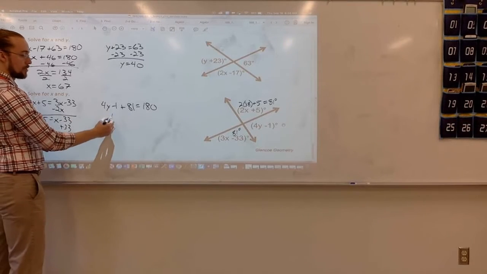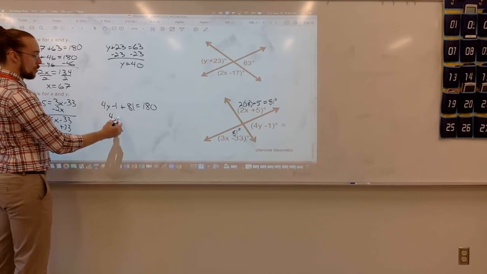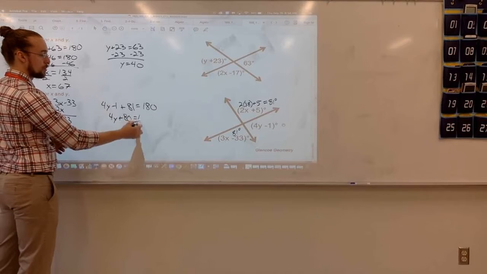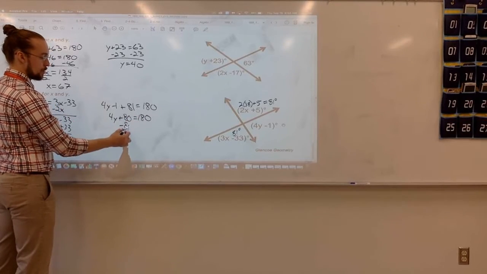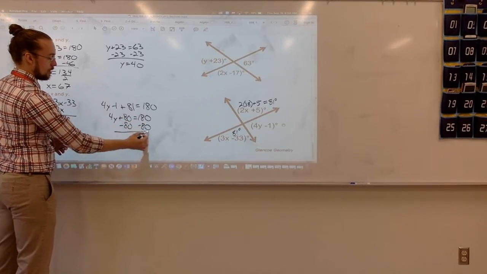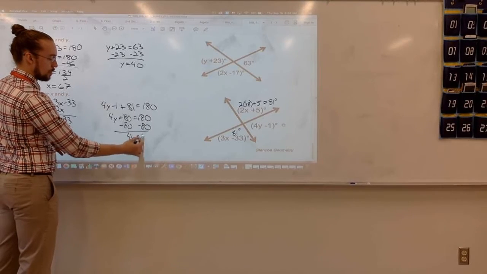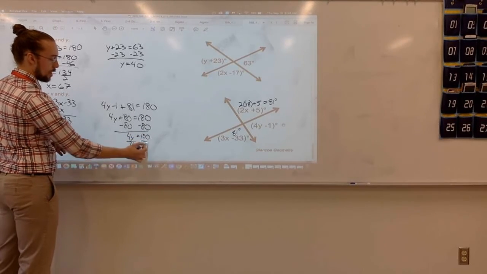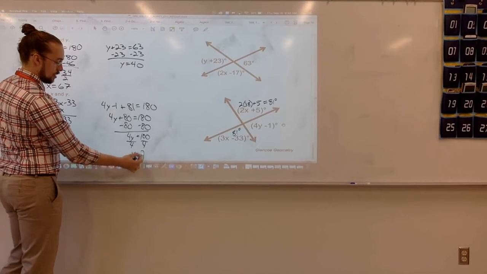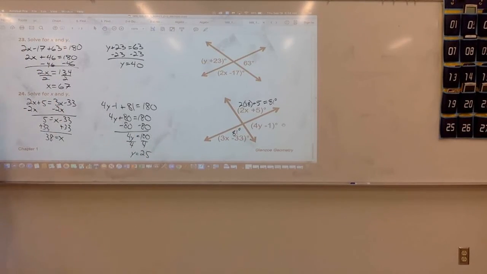So combine my like terms here. 4y plus 80 equals 180. Subtract 80. We get 4y equals 100. Divide by 4. And y would be 25. Any questions?